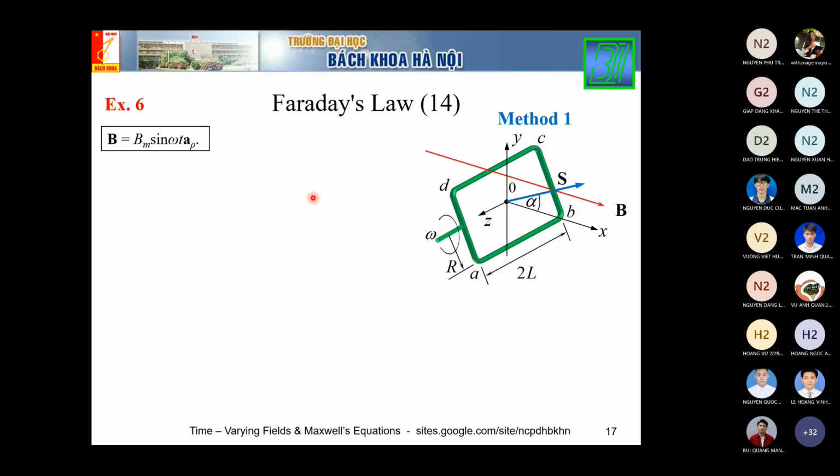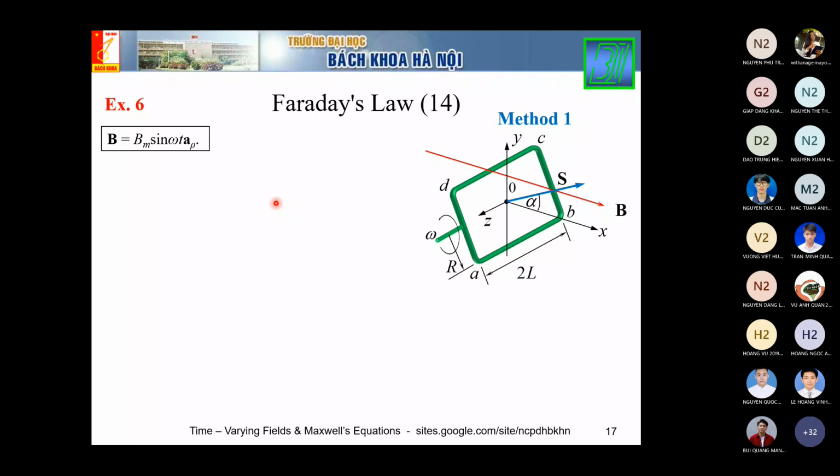So far we worked on uniform fields. In this exercise, for the first time, we work with time varying fields. The field here you see is a spinning field. Its rate of change is assigned, and it depends on time. Okay.